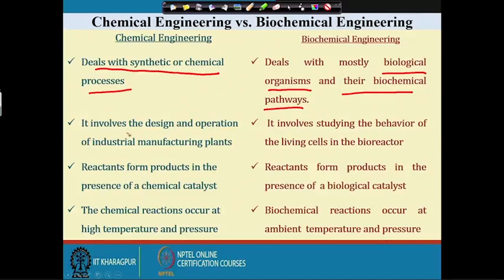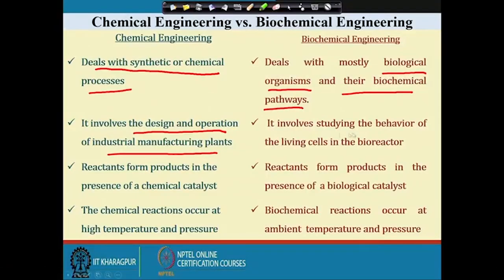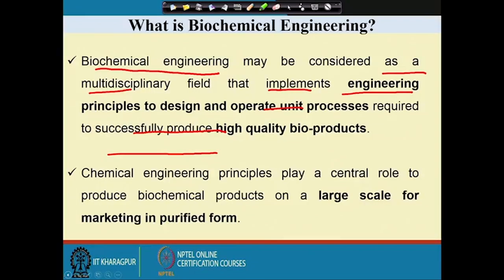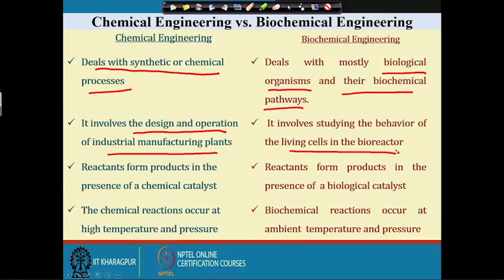In the chemical process, the design and operation of industrial manufacturing plants is involved, because chemical engineering gives the information on how a bigger plant can be handled. And in the biochemical industry, we study the behavior of living cells. The behavior of a living system is different as compared to a non-living system, because living systems should be carefully handled, and this can be done only if we develop a feeling for the living system.